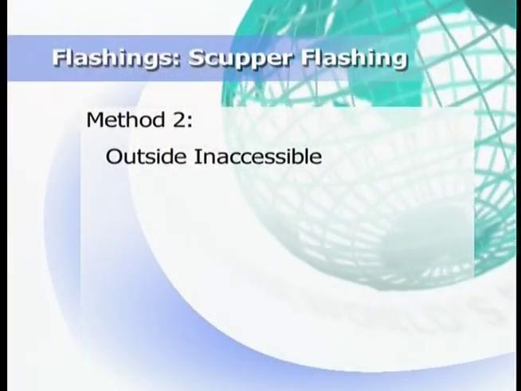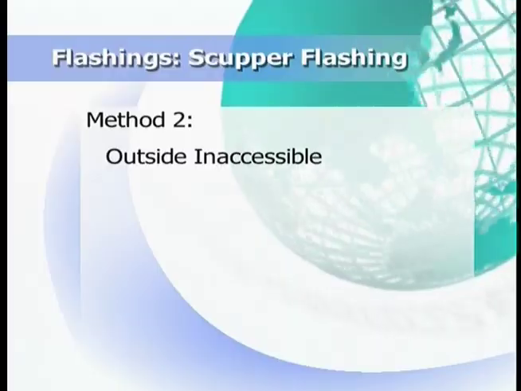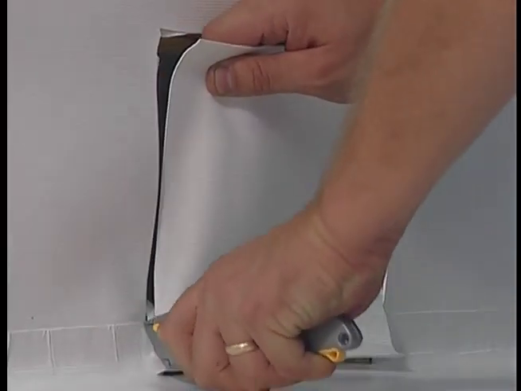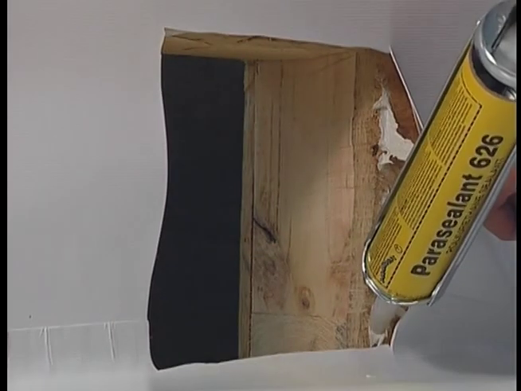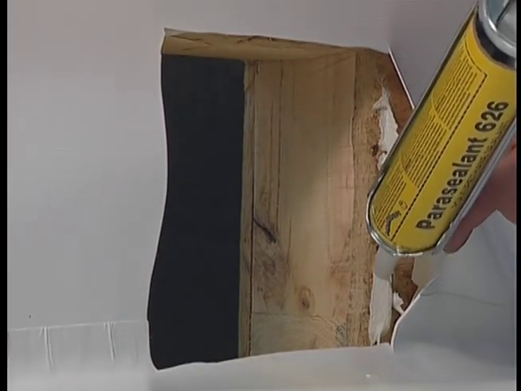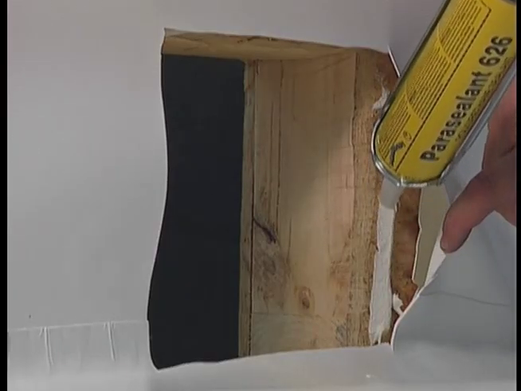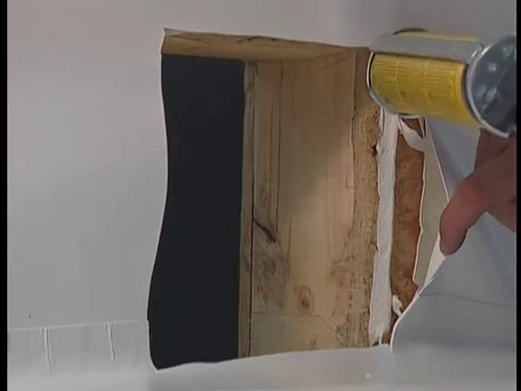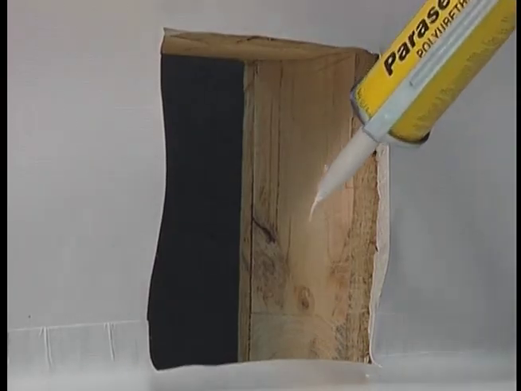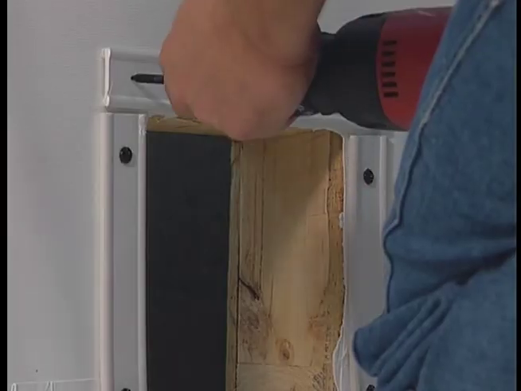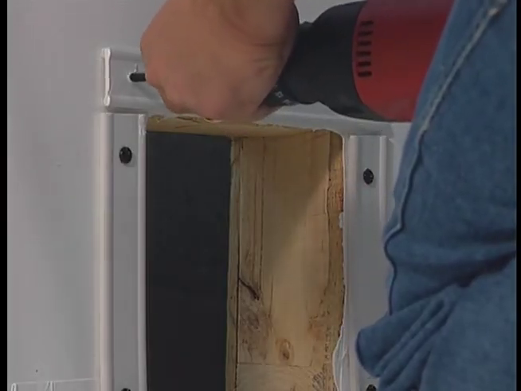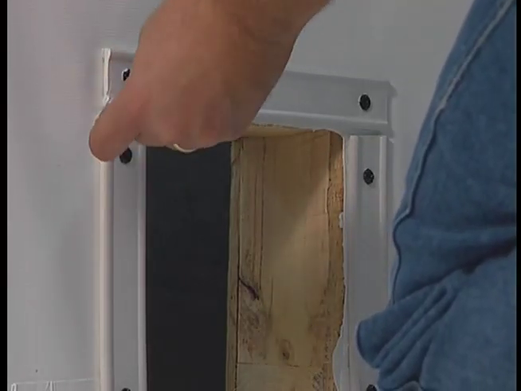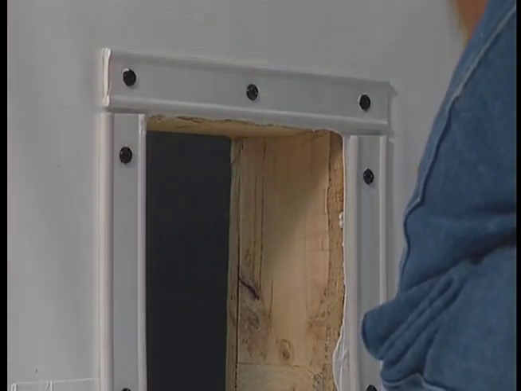Now we'll look at the second scupper flashing method, for outside inaccessible scuppers. Start by cutting a hole in the wall flashing to match the wall scupper hole. Apply Duro-Last sealant between the membrane and substrate, and between the wall flashing and the wall. Press the roofing membrane and wall flashing firmly into the sealant to make a watertight seal. Install a termination bar fastened 6 inches on center around the hole and close enough to the scupper hole so that it will be covered by the skirt and be embedded into the sealant.